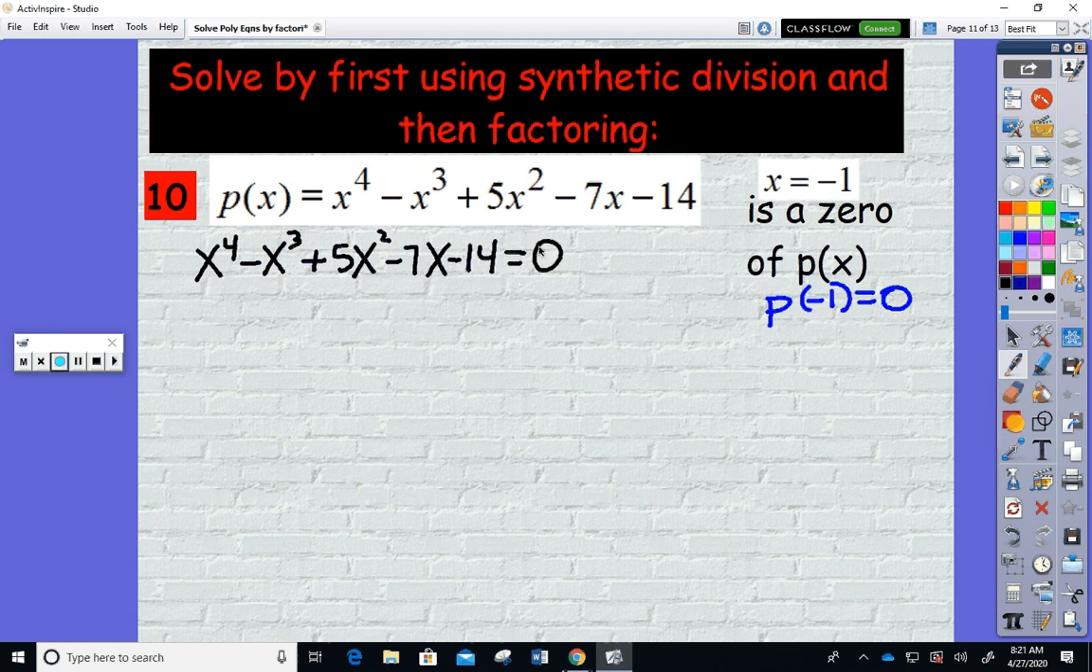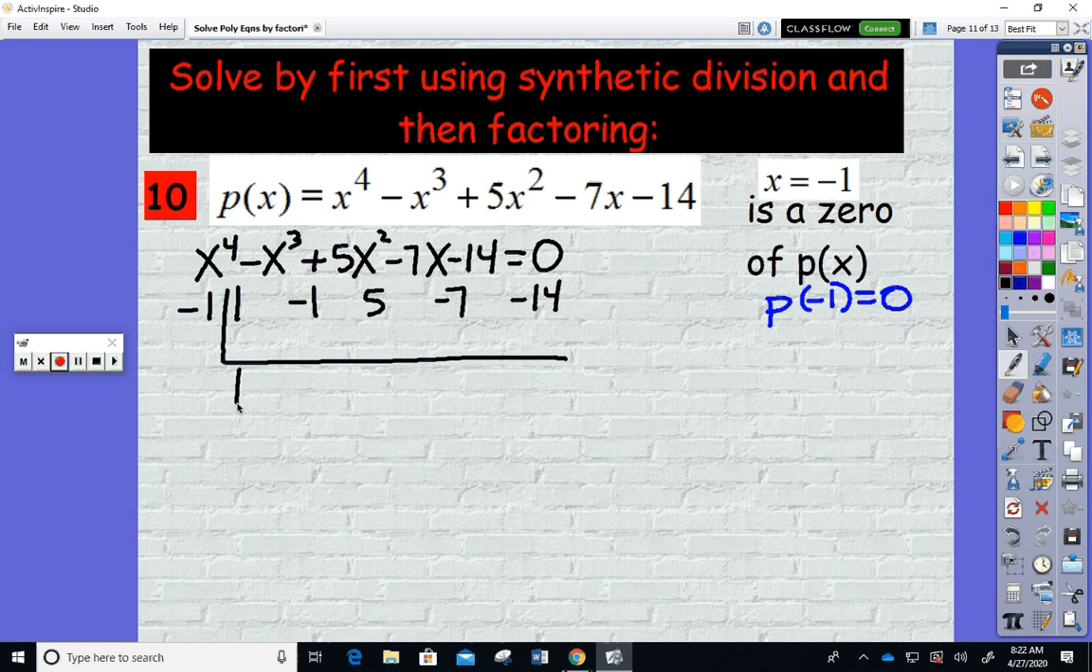Okay, so it's the same problem, it's just showing you a slightly different way that you'll see it written out. If negative 1 is one of your answers, start there with your synthetic division. So 1x to the 4th minus 1x cubed, 5x squared minus 7x minus 14. When I'm saying it aloud, I'm also double checking that I'm not skipping exponents where I would need a placeholder.